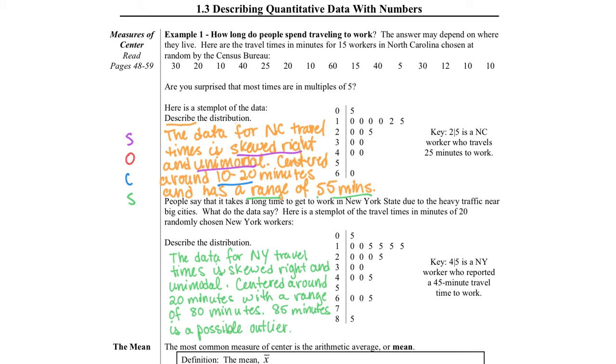The range of, and I did the same, oh, nope, I didn't. The range of New York is 80 minutes, so 85 minus 5, and that's where I made a mistake there. 85 minutes is a possible outlier. It is very significantly different than our center and all of our other values, so we're just going to mention that it's a possible outlier.